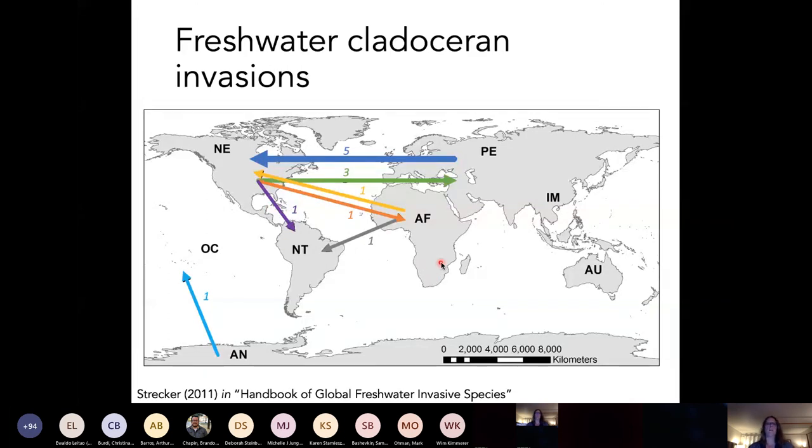We see that the bulk of the invasions are happening in the northern hemisphere. However, this is of course highly biased by both shipping traffic, as I showed with the Great Lakes invasion hub example, as well as sampling effort, since a lot more sampling effort is put into these northern hemisphere lakes. And if anyone has a question about this one, this is actually an invasion from a sub-Antarctic island to Easter Island of a species of Alona.